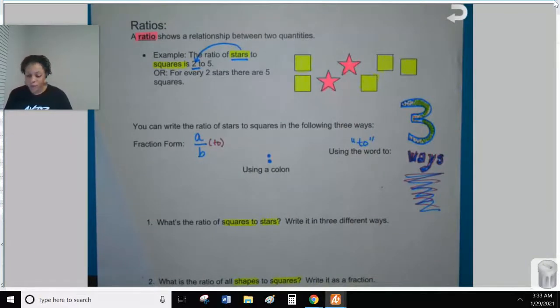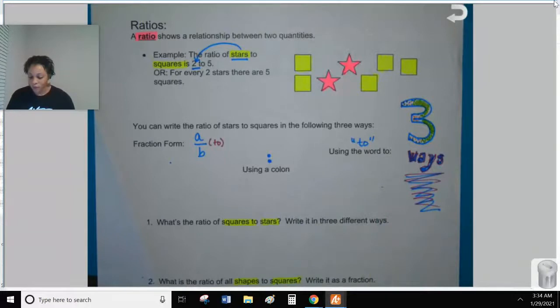A different way it can be written is for every 2 stars, there are 5 squares. So remember, the first word and the first number go together, the second word and the second number go together. You can write the ratio of stars to squares in the following 3 ways. So it's very important that we know there are 3 ways in which we can write ratios. We can write them in fractional form, using a colon, or using the word to.